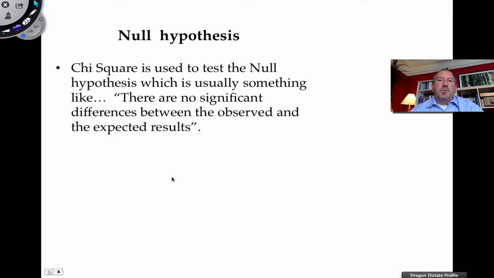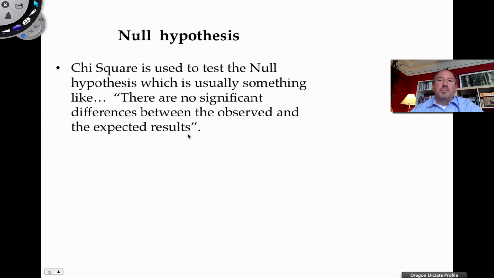So what I'm trying to say, although I haven't introduced this term yet, is I want to discuss with you the concept of null hypothesis. This is very, very important in science. And so chi-square is used to test the null hypothesis to see whether or not it's significant. The null hypothesis is always something like this: there's no significant difference between the observed and the expected results. This is the null hypothesis.